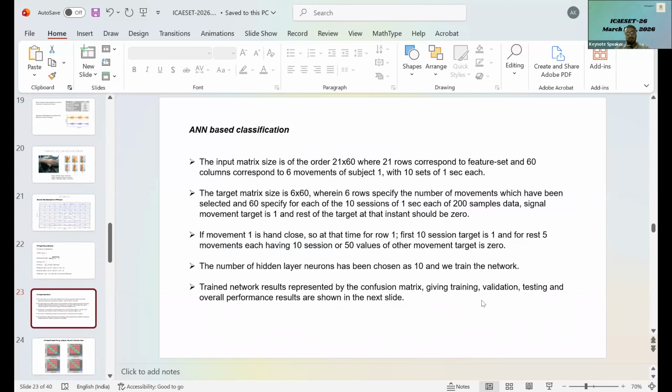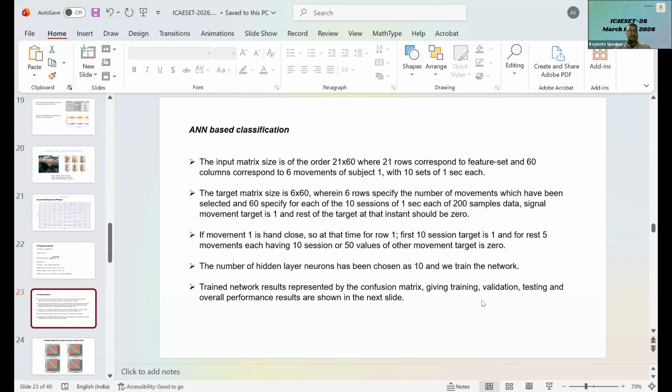As I mentioned, this represents time, frequency, and energy representation. For all 3 domains, we have calculated all 7 values, so a total of 21 features are extracted. For 10 subjects, I have shown the result here, so a total of 60 movements we have taken. Based on this, we have designed an input matrix of size 21 cross 60.